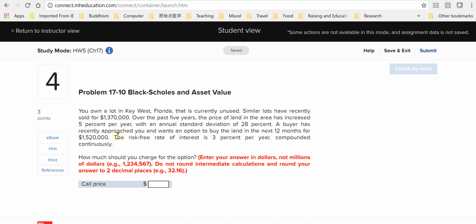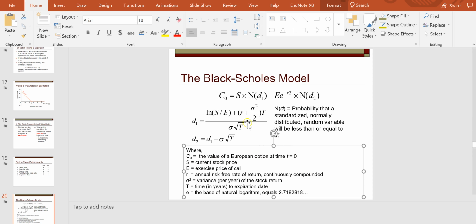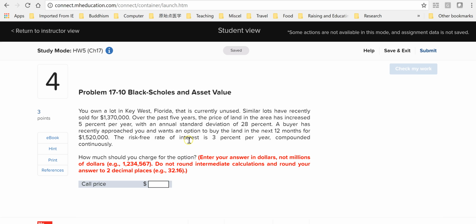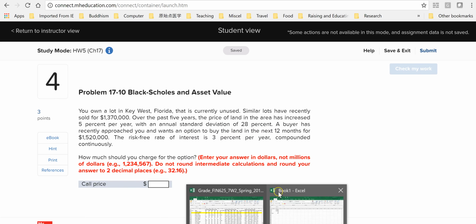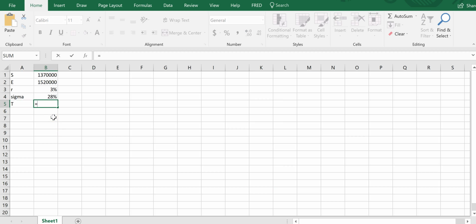A buyer has recently approached you, so the risk rate, we have that. Going back to this formula again, the final input required is T. T is the time in years to the expiration date. That's the maturity of the option, and it must be in years. Going back to this example, the agreement is for the next 12 months. So T, the maturity, should be 12/12, because that has to be in years. That's simply 1 year.